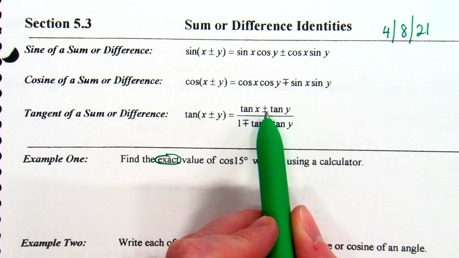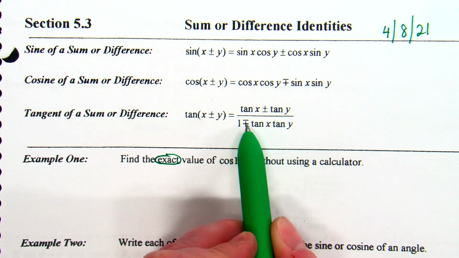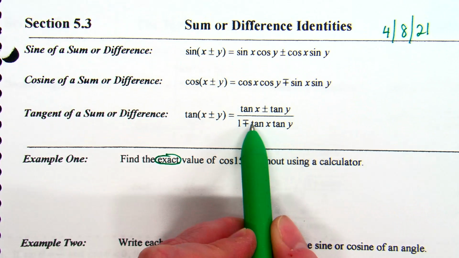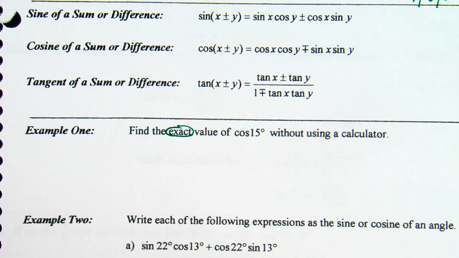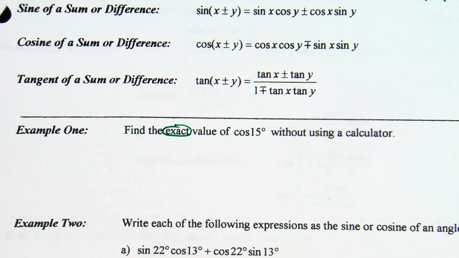And then we also have a tangent. The tangent one is a fraction. Notice it's plus minus on top, which means you're using the same sign on top, and minus plus on the bottom, which means you would be using the opposite sign. That will make a little more sense once we get into an example. Okay, so we're going to jump in here.